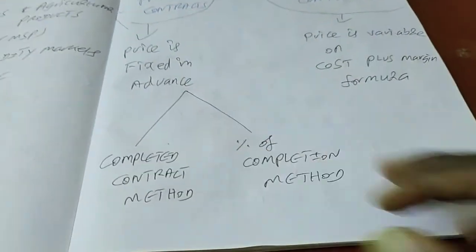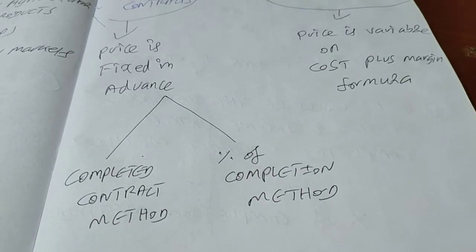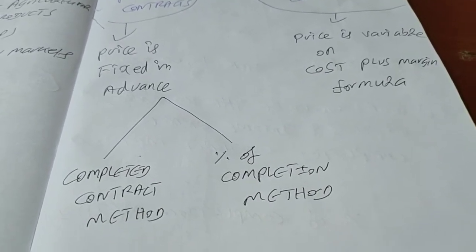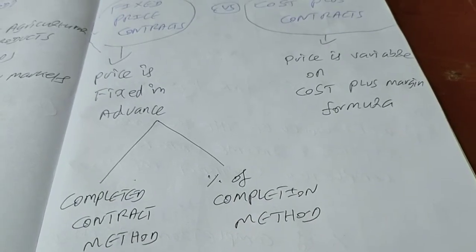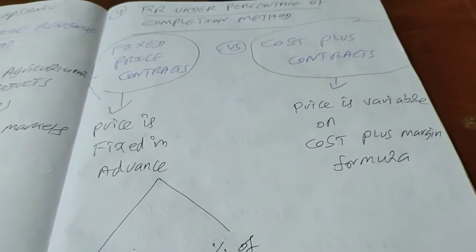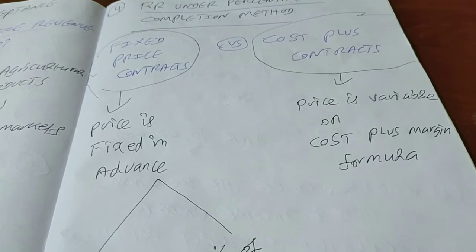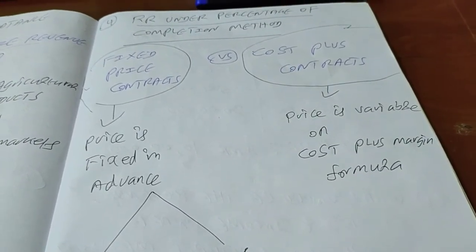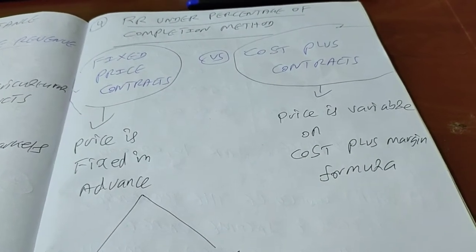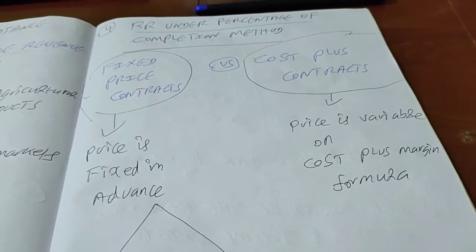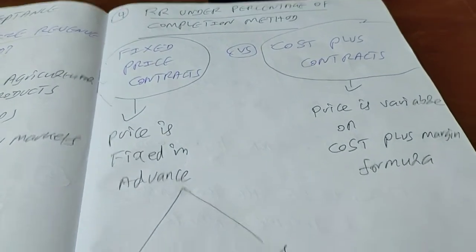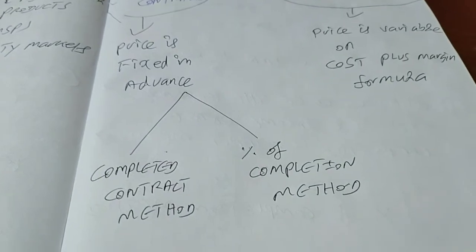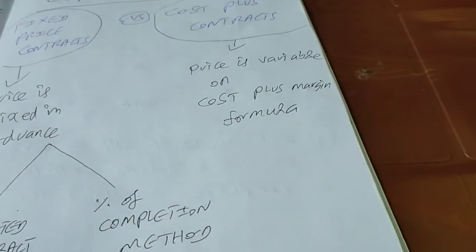So if the contract is based on fixed price, then we can divide the contract into two more subtypes, namely completed contract method or percentage of completion method. I repeat, contracts can be classified on the basis of the price which is agreed between the buyer and the seller, I mean service provider and service receiver. If the price is fixed in advance, it's known as fixed price contract, which can be divided further into two subcategories, namely completed contract method or percentage of completion method.